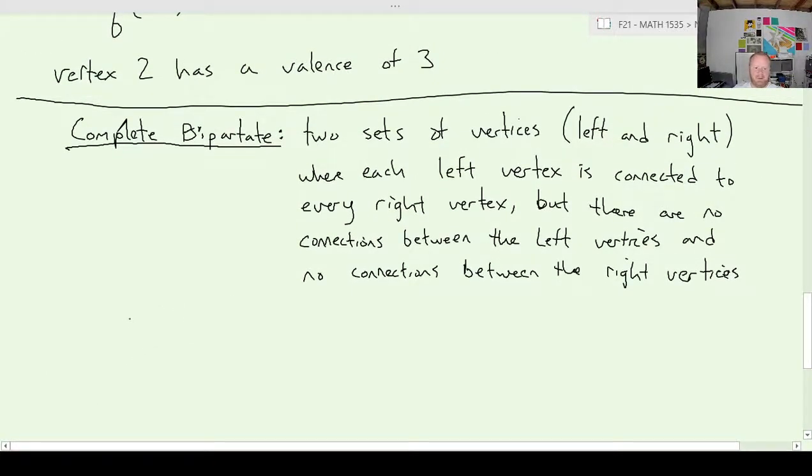So the name we would give to this graph, so I've got some left vertices and some right vertices. So this one's got to be connected. If it's going to be a complete bipartite, this one here needs to be connected to every vertex on the right.